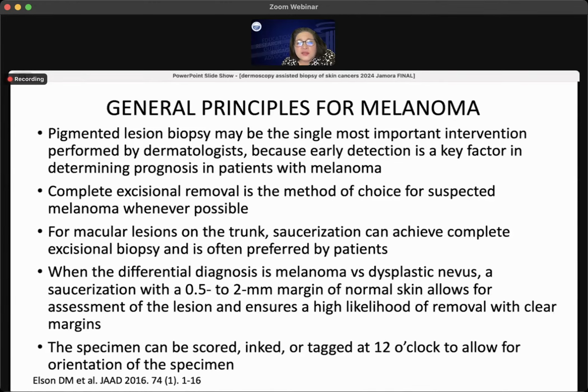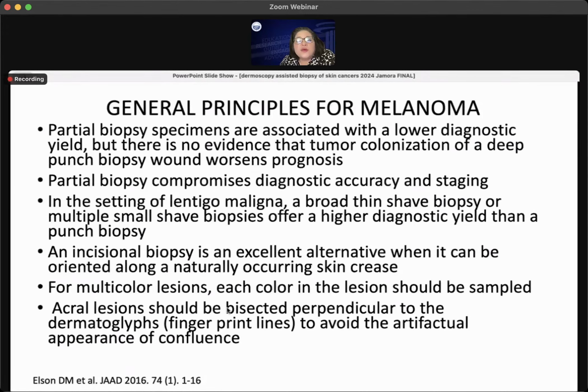So we talked about that conservative excision, 1 to 3 millimeter margin for these pigmented lesions. For macular or flat lesions on the trunk or for lentigo maligna, you can consider saucerization, although, as I said, it can give you a very big scar. And if you want to do melanoma versus dysplastic, you can do saucerization with a 0.5 to 2 millimeter margin. If you do a partial biopsy specimen, it may yield a lower diagnostic yield. It may compromise accuracy in staging, but it is an excellent alternative when you can orient it along a skin crease. For multicolored melanomas, you want to try to sample each color in the lesion.